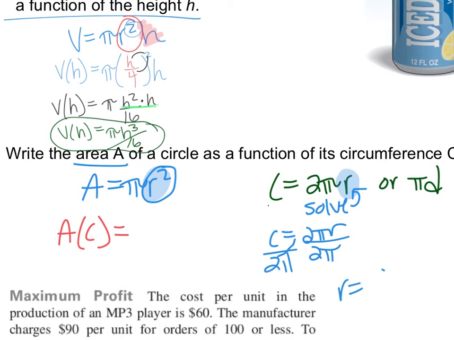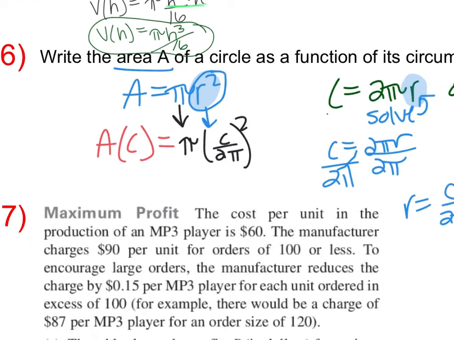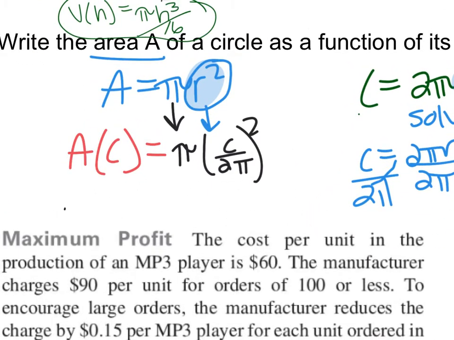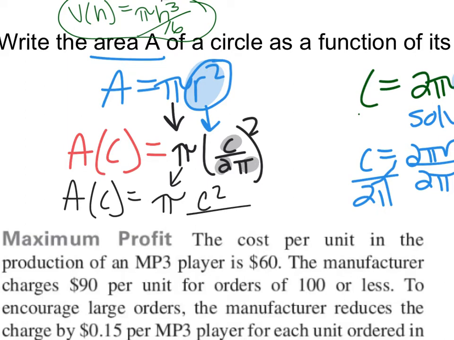So r equals c divided by 2 pi, and that can be substituted in here. So we have our pi that's already there, and then r is c divided by 2 pi, and it's squared. So now just to simplify, this would be our pi that we already have, and then we need to square everything on the inside here. So it would be c squared over 2 squared, which is 4, and pi squared, which is just pi squared.